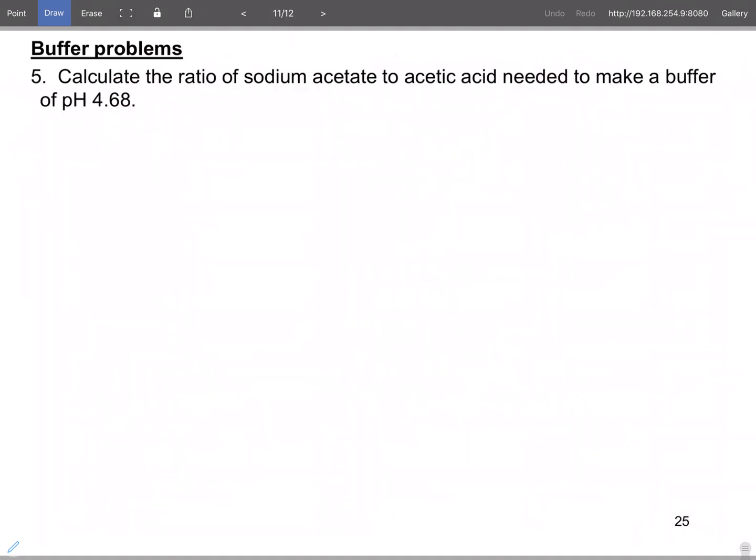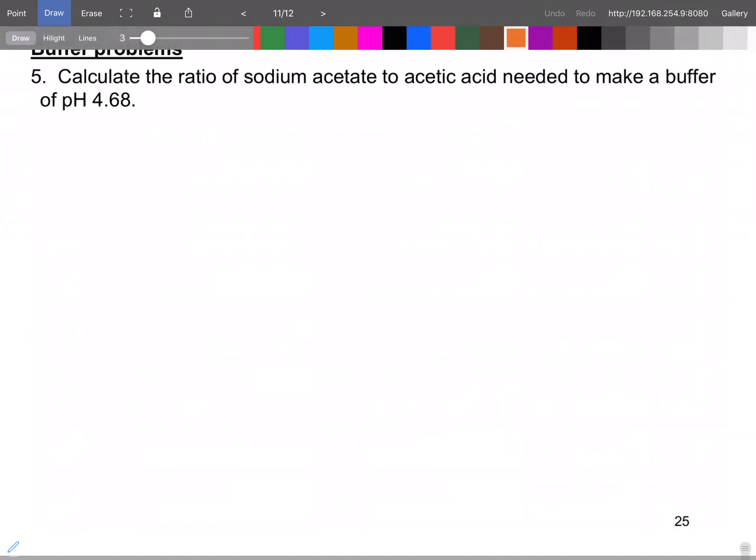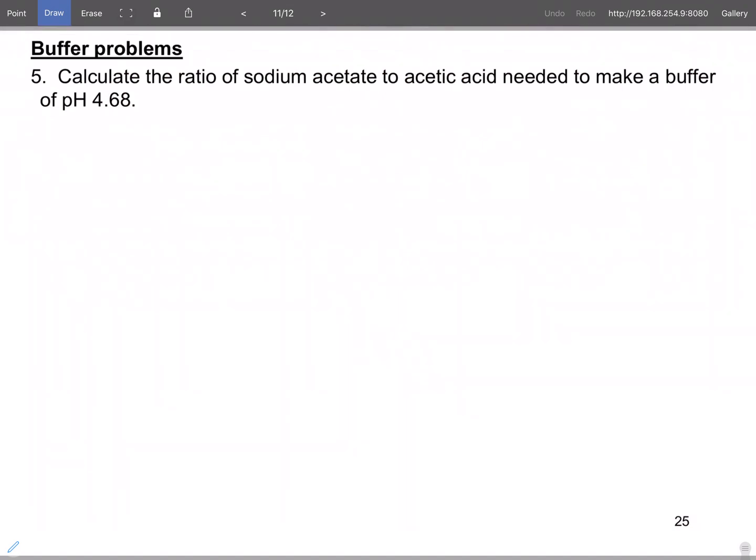Okay. So in this particular case, we're going to work one more and look at the sodium acetate, the ratio needed. So in this, again, particular case, it's simply pH is equal to pKa plus the log of the acetate, which this is acetate, over the acetic acid, which is HAC.